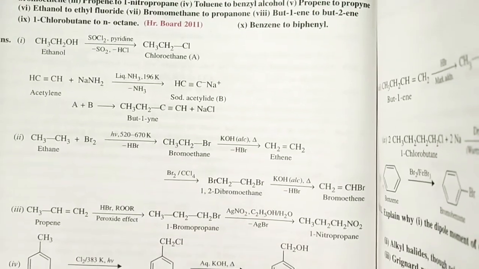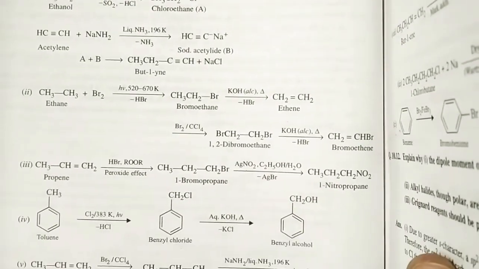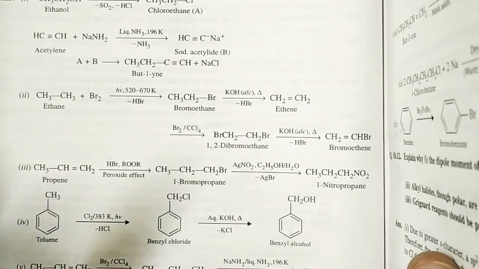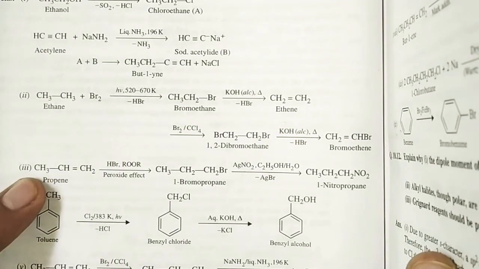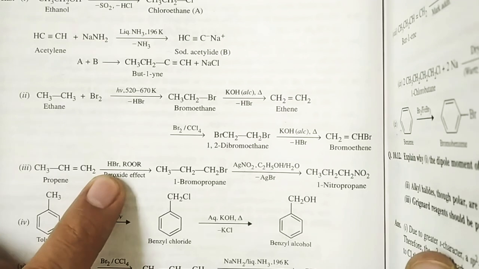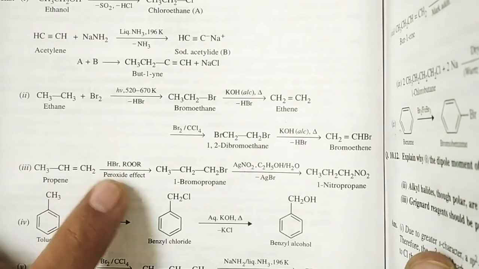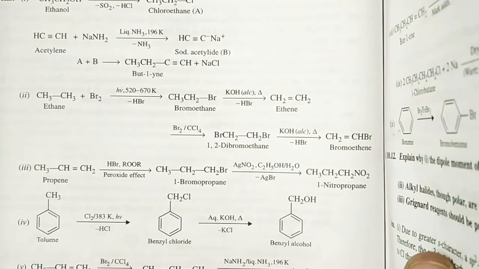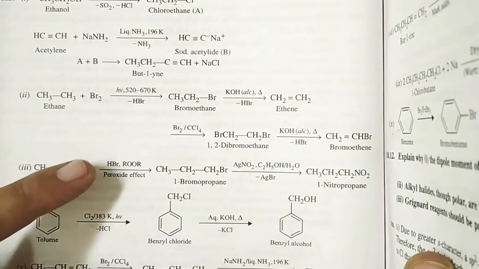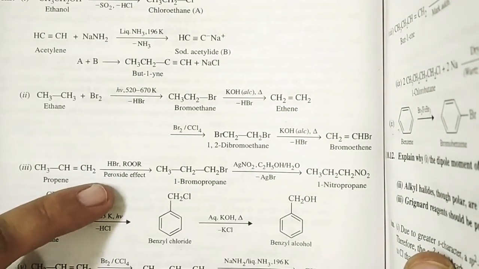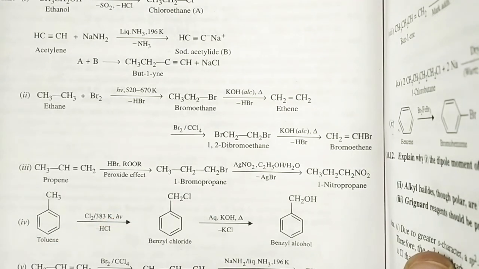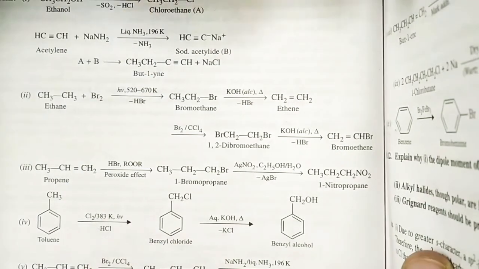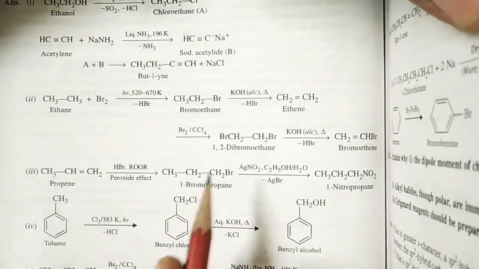Now number 3. I want to prepare 1-nitropropane from propene. So what can I do? This propene in presence of HBr, but mind well, I use a peroxide effect because I want to prepare 1-bromopropane, not 2-bromopropane. Because with the help of HBr in absence of peroxide, definitely we get 2-bromopropane, but I want to prepare 1-bromopropane. We know that this carbon is delta plus and bromine is delta minus.